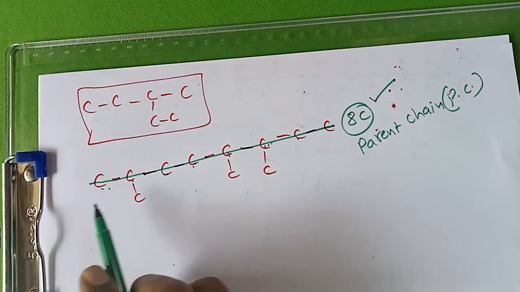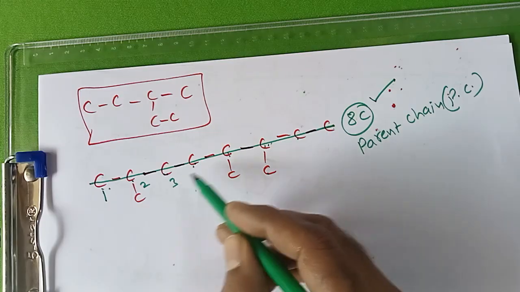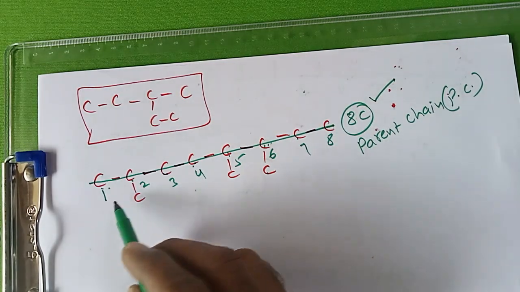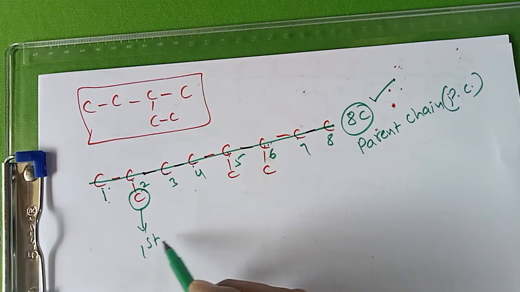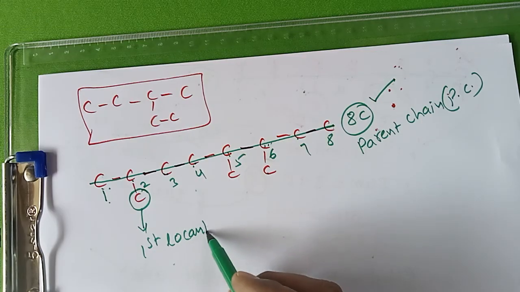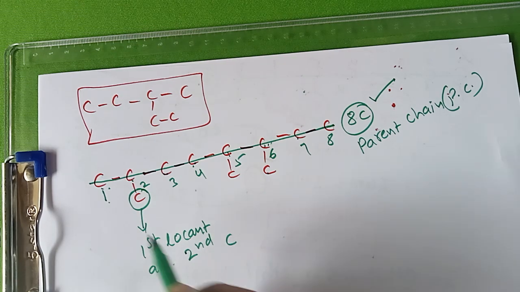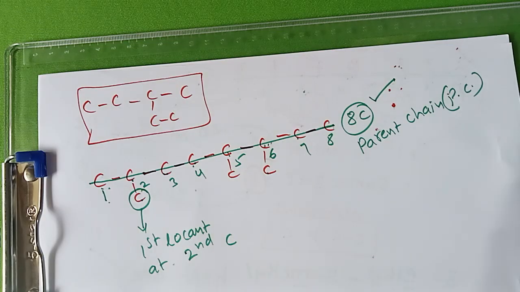Okay, next, if I give the numbering this side 1, 2, 3, 4, 5, 6, 7, 8. First locant. Important. Locant means branch. At which carbon? Second carbon. This is the second carbon. First locant methyl. Then you give the reverse numbering.